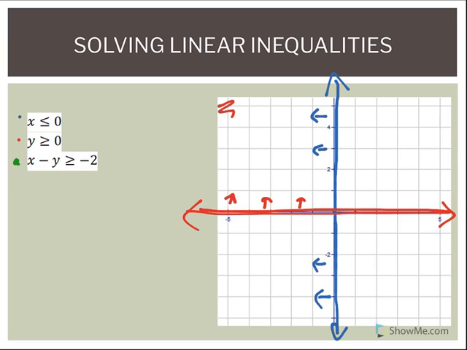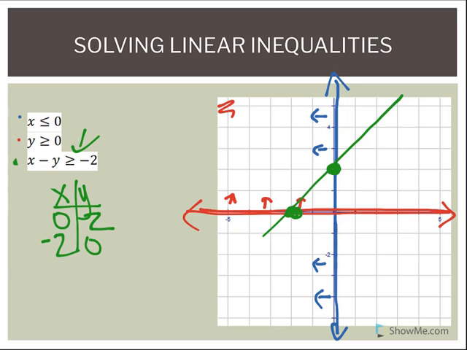I could solve this for y, or like we've done before, when it's in standard form, I could plug in some points. If I plug in 0 for x, this term goes away. I'd get negative y is negative 2, so positive y is positive 2. Similarly, if I plug in 0 for y, this goes away, and I get x is negative 2. So I'm at (0, 2) and (-2, 0). I still have my equal to here, so it's going to be a solid line between these points.